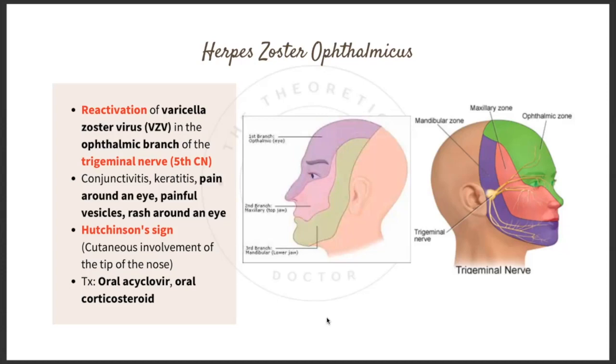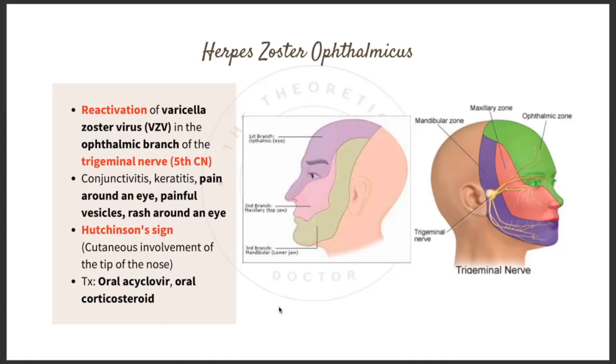Now, the trigeminal nerve is the fifth cranial nerve, and the part that it affects would be the ophthalmic branch in particular. Alright, so this is the ophthalmic branch. Now, once the trigeminal nerve divides, you have the ophthalmic branch, the maxillary branch, and the mandibular branch. But as I mentioned, herpes zoster ophthalmicus affects only the ophthalmic branch.